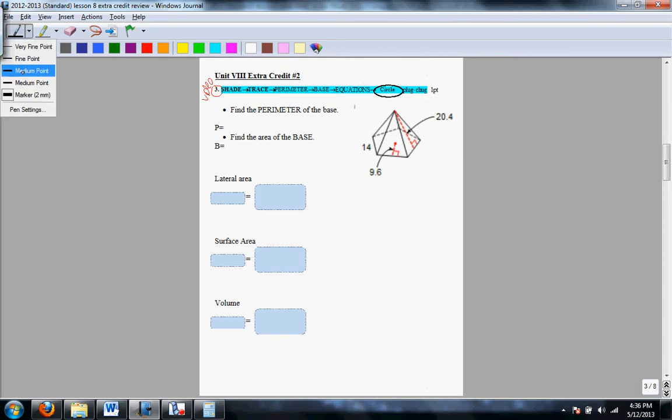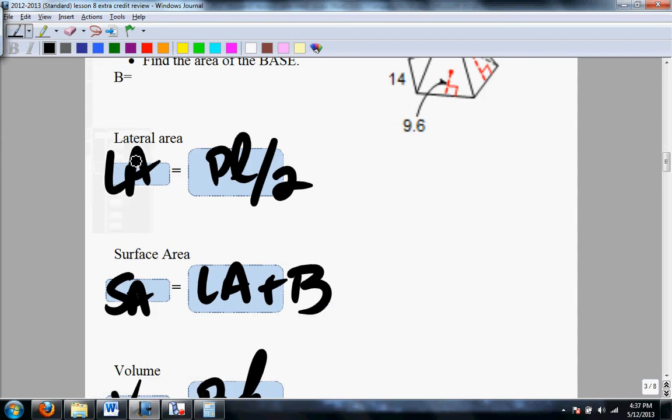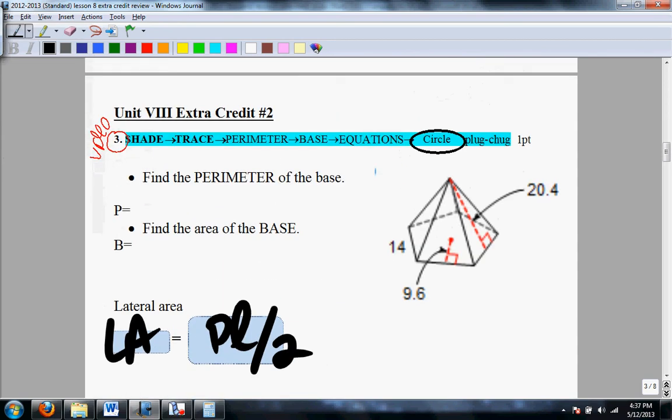Pyramids and cones. The equations for this, for a lateral area, LA equals PL over 2. Surface area equals the lateral area plus 1 base, and volume equals base times height over 3. So now we go shade, trace, perimeter, base, equations, circle, plug, chug. So we're going to shade and trace this base. So there we shade it. And now we trace this edge here.